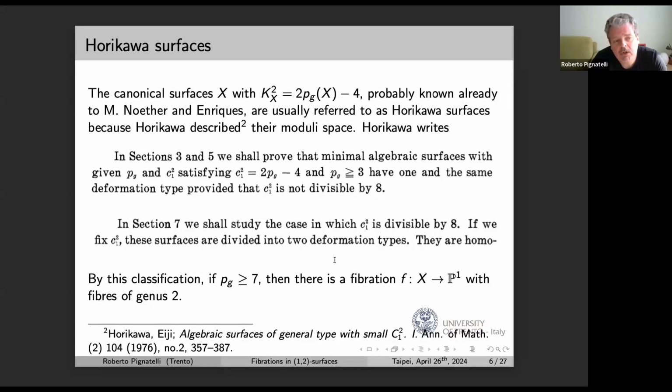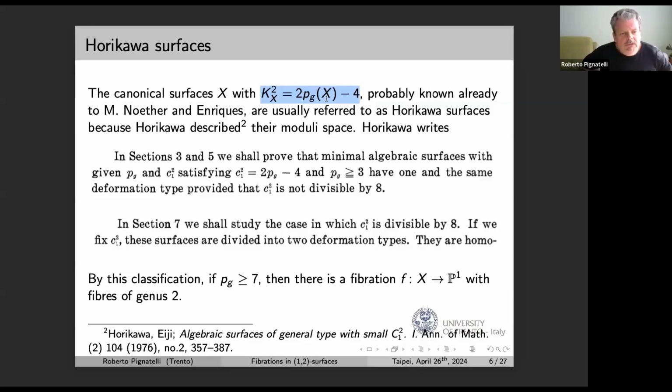Now the classification of surfaces with K squared equal to 2pg minus 4 is in this paper by Horikawa in Annals of Mathematics in 76, which is the first paper of a series of papers. And the subsequent papers are about surfaces with K squared a bit bigger than 2pg minus 4, but the first paper is about K squared equal to 2pg minus 4. And so the first part of the paper of Horikawa classified those surfaces. That's the reason why these are referred to as Horikawa surfaces.